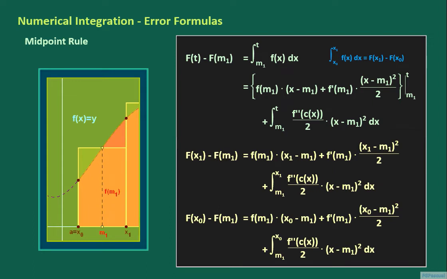Now remember that m sub 1 is the midpoint of the interval from x sub 0 to x sub 1, which is h in length. Therefore, x sub 1 minus m sub 1 is equal to h over 2. And x sub 0 minus m sub 1 is equal to minus h over 2.